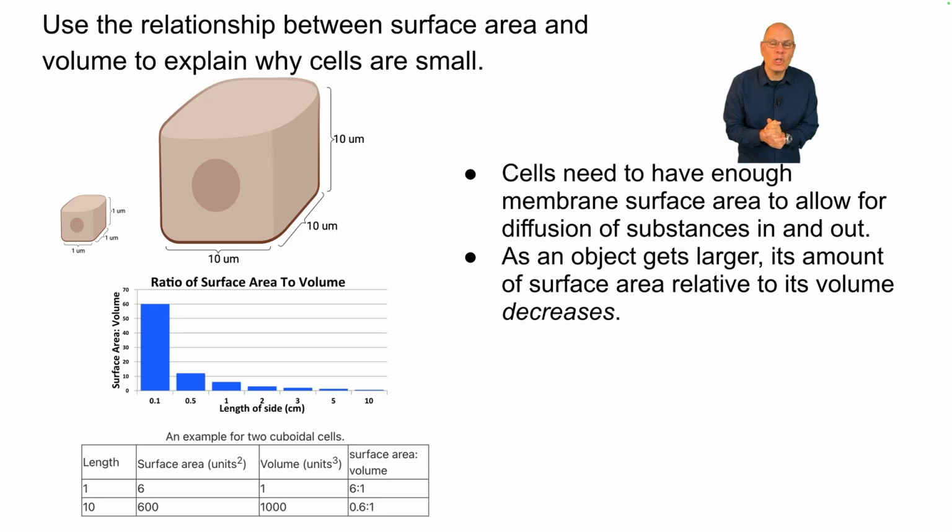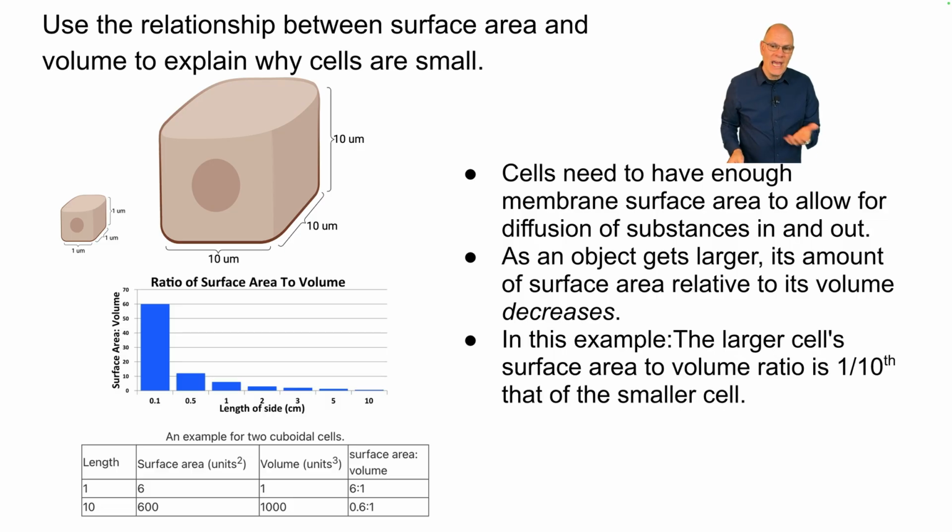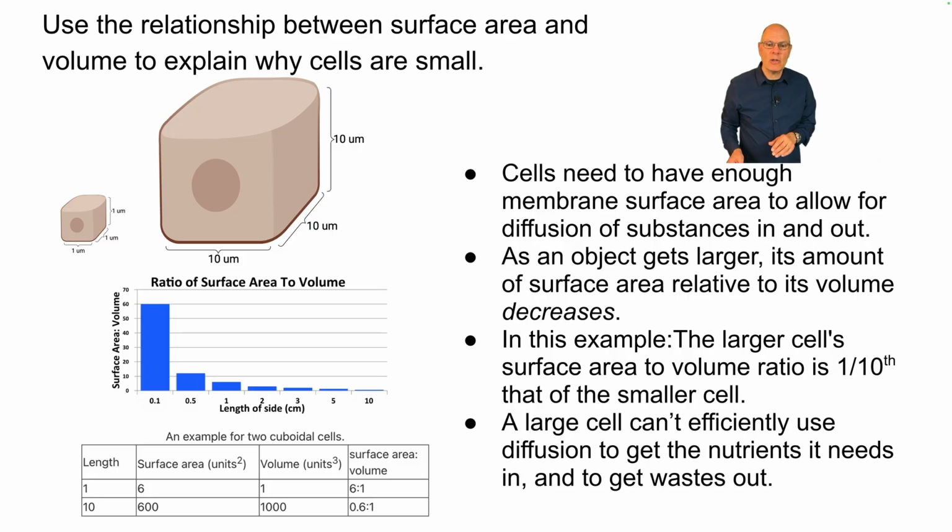As an object gets larger, its amount of surface area relative to its volume decreases. And in this example, the larger cell's surface area to volume ratio is 1/10 that of the smaller cell. A large cell can't efficiently use diffusion to get the nutrients it needs in, oxygen, food, into the cell, and to get waste, carbon dioxide and metabolic wastes out.